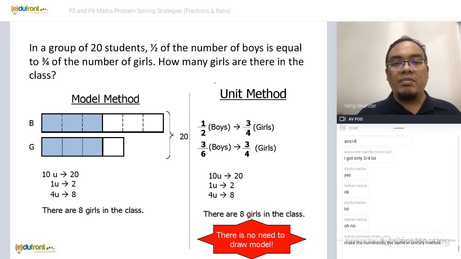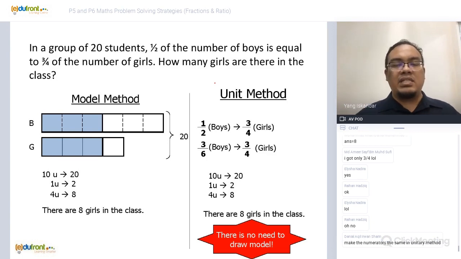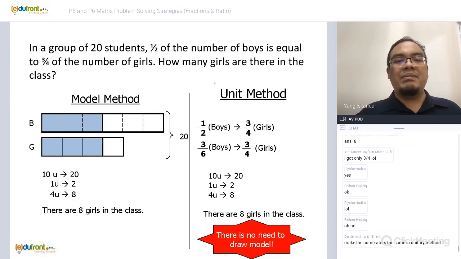Okay, because all of you are familiar with making the denominator the same, right? When you study addition or subtraction of fractions. But this is not about subtraction and addition of fractions. This is to solve the equal fraction concept where you need to make the numerator the same. But why? This I'm going to show you. Today you're going to understand why you make the numerator the same. Okay, so I'm going to put both methods side by side, the model method here and the unitary method.